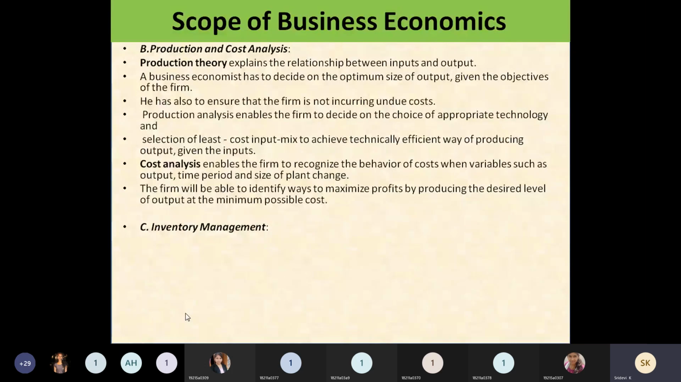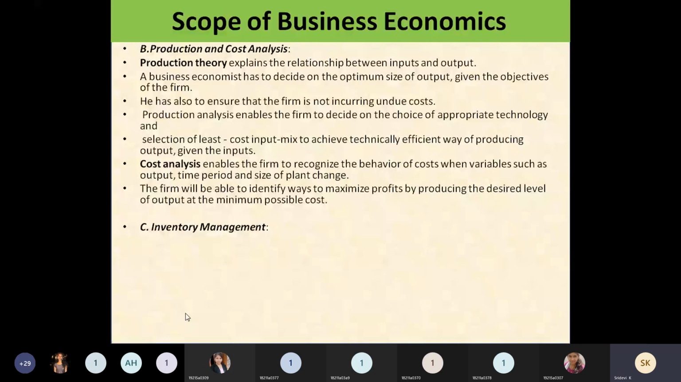Production theory is also called the input output relationship. Okay. Because there we are going to find out the relationship between the inputs and the output. Production theory is called what? Input output relationship. In cost analysis, we are going to compare the costs and how the costs are going to affect the output.